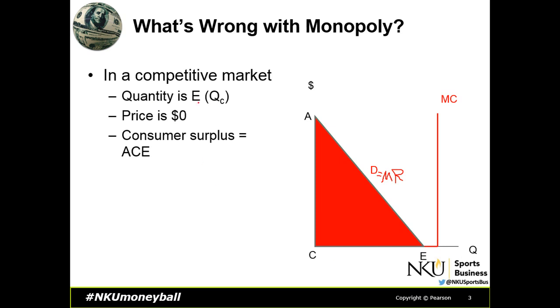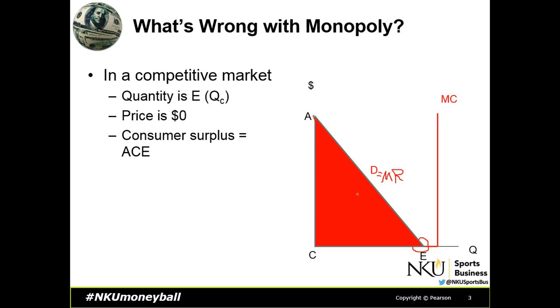Our quantity produced is QC, which is point E on this particular rendition of the graph right here. Our price at that point is 0. Our consumer surplus is this triangle here. Can't see my traced lines because it's the same color, but it's A, C, E. All of this is consumer surplus.